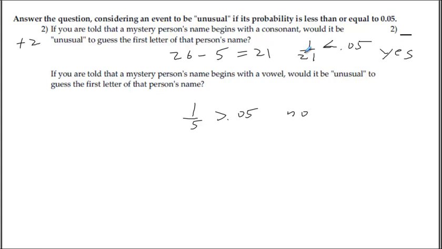And then some people went all the way to say, well, what about W and Y? So then you could honestly make a small argument to go beyond that. I needed to see some rationale for why this was going to be a no. But yes, this is unusual: to guess the first letter if it's a consonant, there's a 1 out of 20 or 1 out of 21 chance. Is it unusual to guess a vowel? That's 1 out of 5. That's much larger than 0.05. So no, that's not unusual.